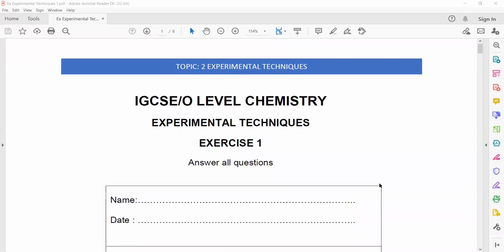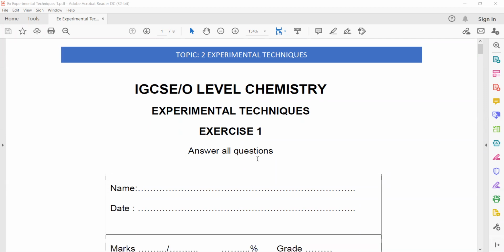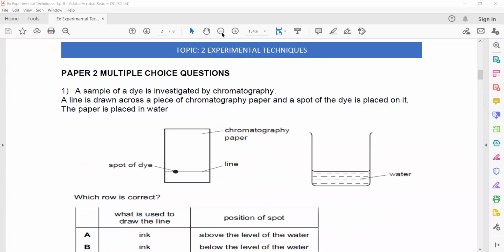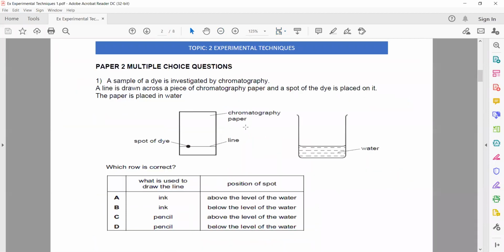So this one is the weekly homework of chemistry, the experimental techniques exercise 1. In this session, I will discuss the MCQs as well as the structured questions related to the topic.